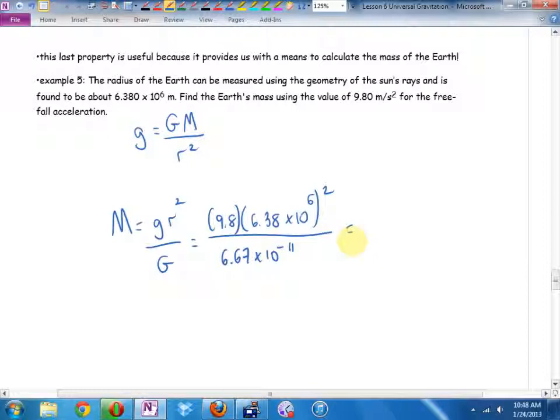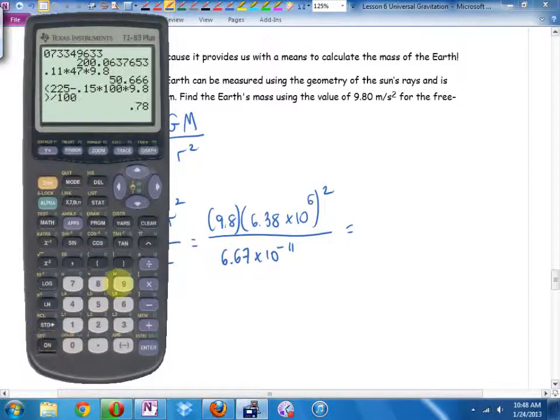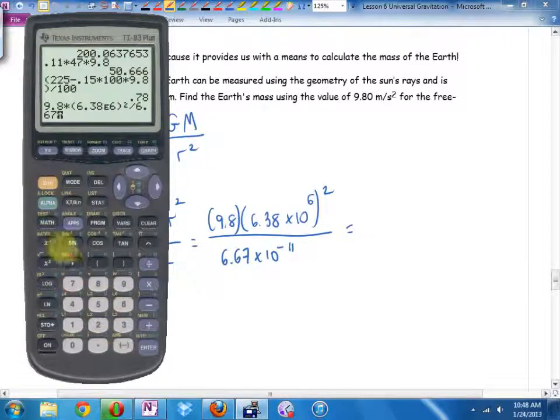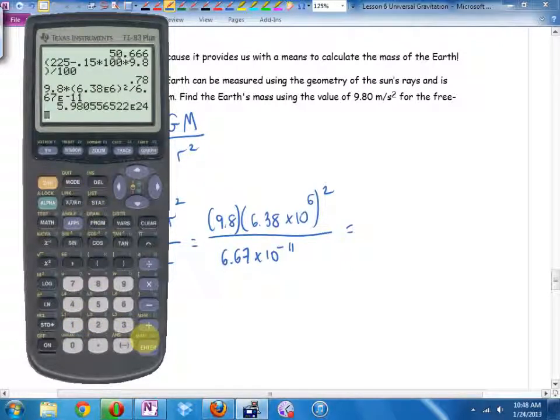You're going to go 9.8 times 6.38, scientific notation button 6. I should have put that in brackets. 9.8 times, because I want to square this thing, 6.38, scientific notation button 6. Square that. Divided by 6.67. I'm pretty sure I get 5.98 times 10 to the 24th, he says smugly.